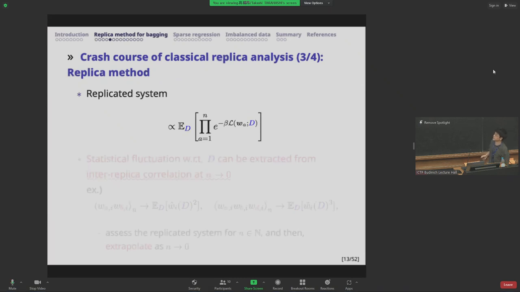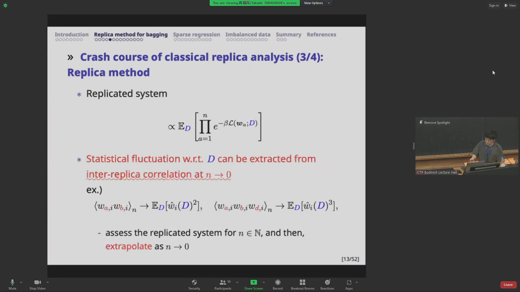By evaluating the fluctuation with respect to D of the estimator, we use a replicated system of this form. We can replicate the Boltzmann factors n times, multiply them, and finally take the average over the dataset. So this is a normalized distribution that does not depend on the data. One salient feature of the replicated system is that the fluctuation regarding the obtained dataset can be extracted from inter-replica correlations, if we can extrapolate the computation result for finite integer n to n goes to zero. For example, the two-point correlation on the replicated system is the second moment of the estimator averaged over D, and the higher order quantities can be computed similarly.